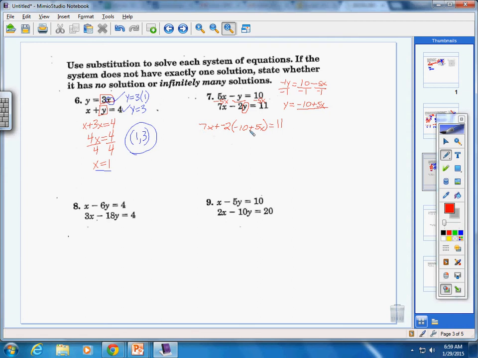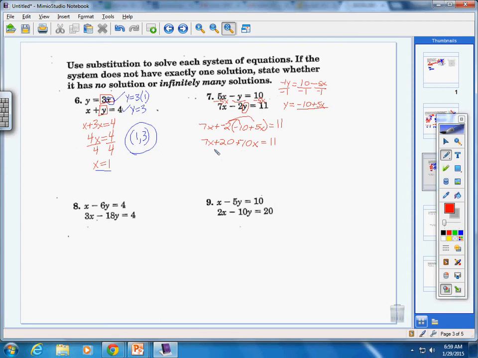Now that we have our values substituted in, all we have left are x's, so let's just solve this equation. So first step is to distribute our negative 2. So 7x. Negative 2 times negative 10 is positive 20. And negative 2 times positive 5x is negative 10x equals 11. Some of you, once again, you don't like to see minus 10x. You like to see plus a negative 10x. I don't care how you write it.